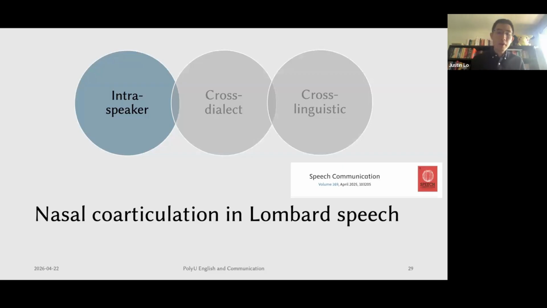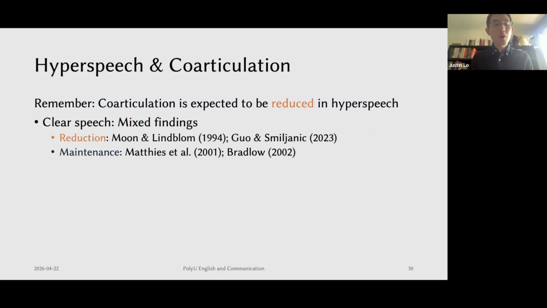Finally, I'm going to be talking a bit about Lombard speech in terms of within-speaker variation. This work was published last year in Speech Communication, so you can see more details there as well. Remember I mentioned at the beginning that coarticulation is expected to be reduced in hyperspeech. Lombard speech is where you're speaking primarily in noise, so you raise your voice in order to make yourself more intelligible.